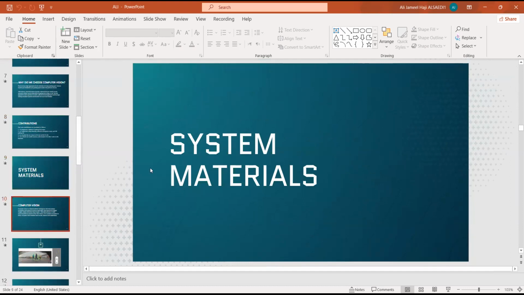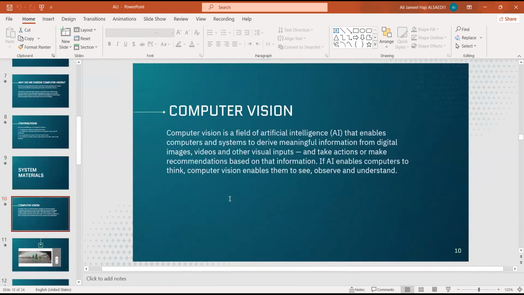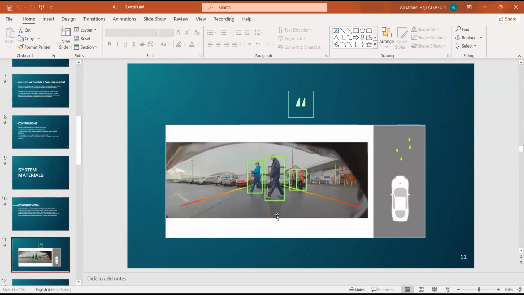System materials. Computer vision. Computer vision is a field of artificial intelligence that enables computers and systems to derive meaningful information from digital images, videos, and other visual inputs, and take action or make recommendations based on that information. If AI enables computers to think, computer vision enables them to see, observe, and understand.